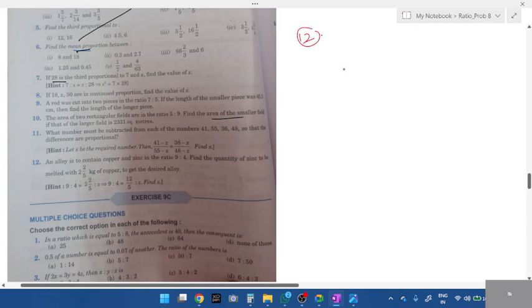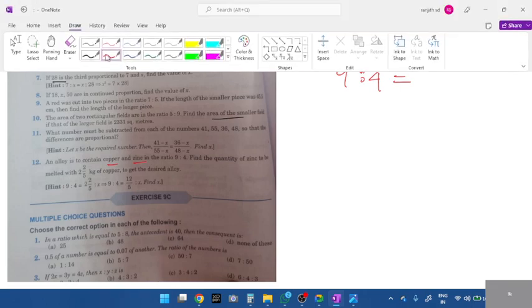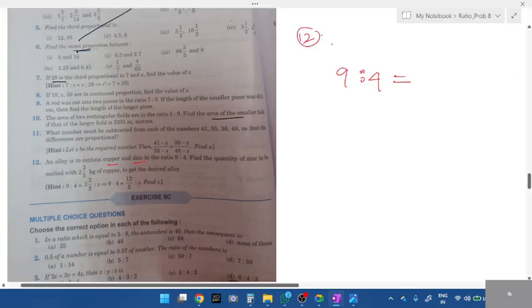12th one. What is the ratio given? 9 is to 4 is equal to, find the quantity of zinc to be melted. Which one is zinc and copper here? Read the question. An alloy is to contain copper and zinc. So which is written first? Copper or zinc? Copper is to zinc. Very good.